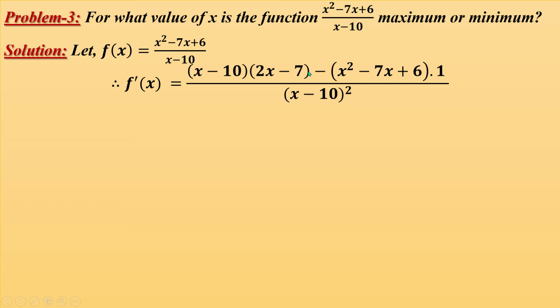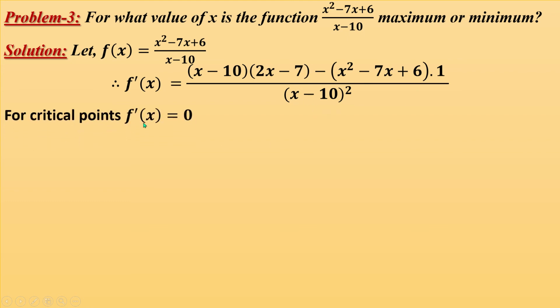We know this here. Use u divided by v, the formula u divided by v. And u divided by v equals, at first v fixed, that means x minus 10 fixed, then the derivative of the numerator, that means this, and the derivative of this is 2x minus 7, and then the numerator fixed and the derivative of the denominator, all over v square, that means x minus 10 whole square.